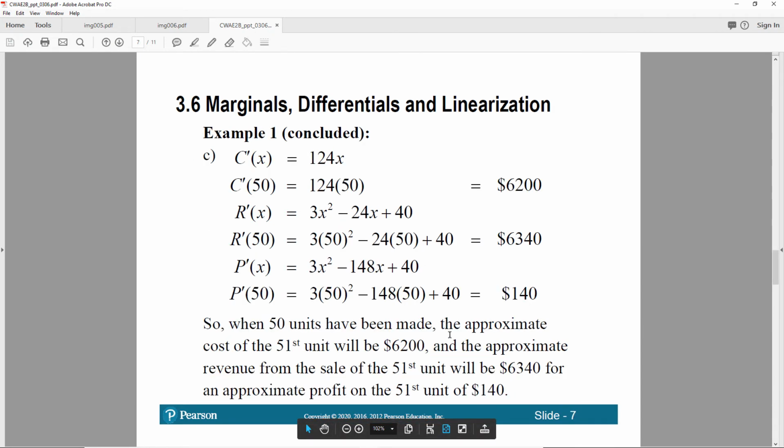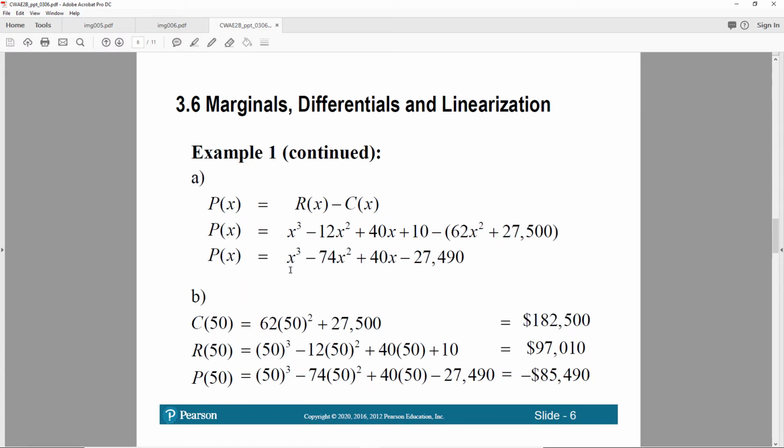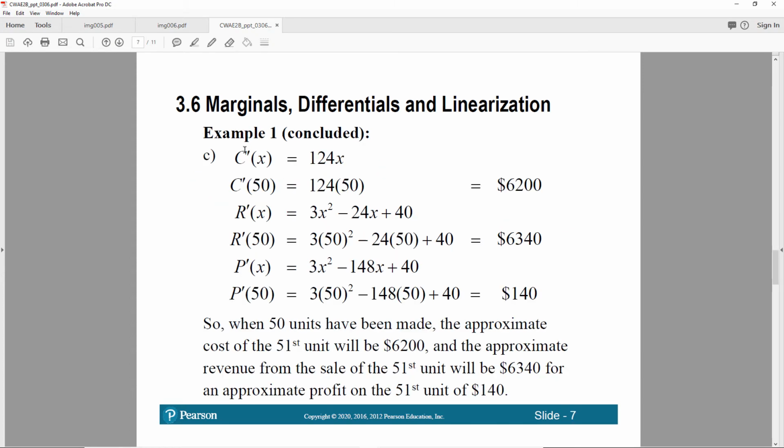Now it wants the marginal cost, marginal revenue, and the marginal profit. So we take the first derivative of these functions: the first derivative of the cost, the revenue, and the profit, and then we evaluate them for 50. So when 50 units have been made, the approximate cost of the 51st unit will be $6,200, and approximate revenue from that item will be $6,340, for a profit of $140. And that's all they ask you to do there.